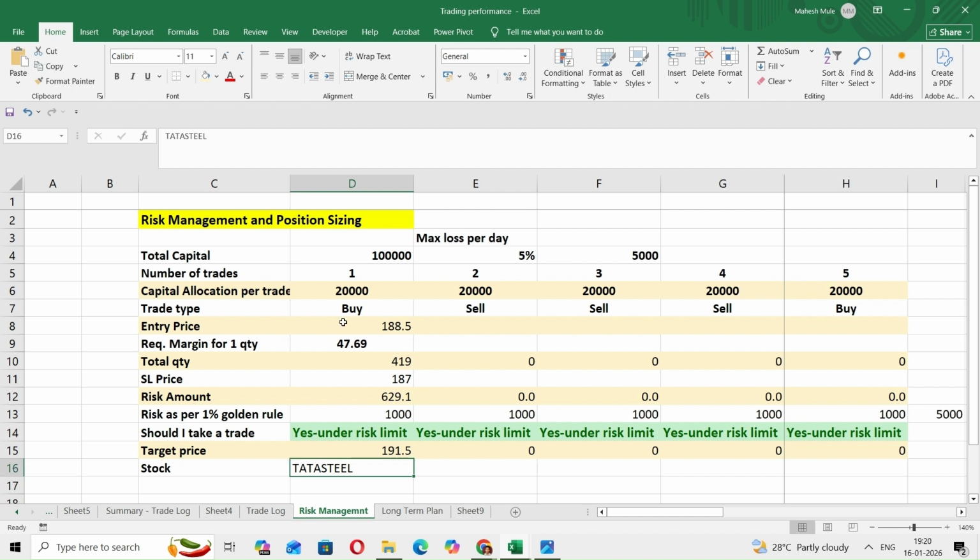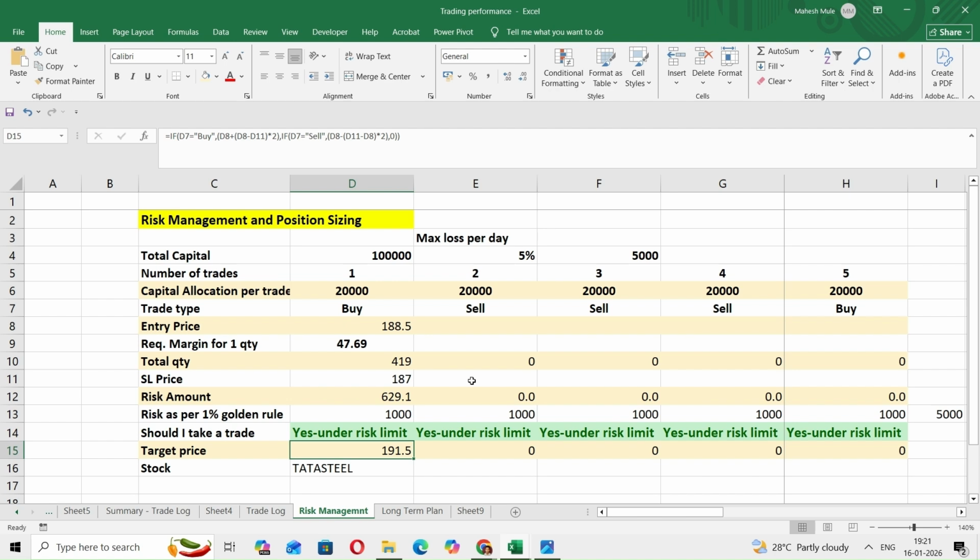So this is my first trade, and I can also keep my target price, which is directly calculated. If 188.5 is my entry price and SL is 187, then my target price, as per risk reward 1 to 2, will be 191.5. So here you will get the target price and SL also. No need to go anywhere else. Everything comes in this particular template. Okay.